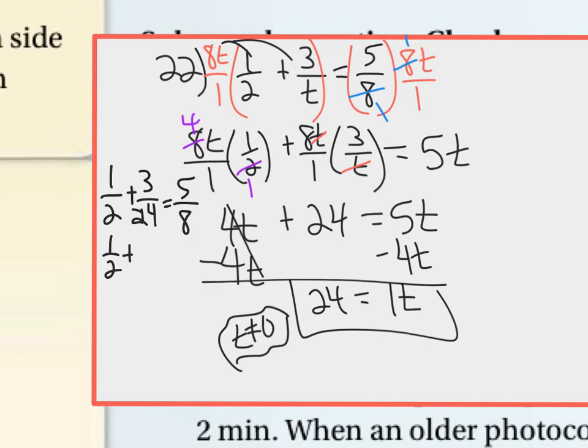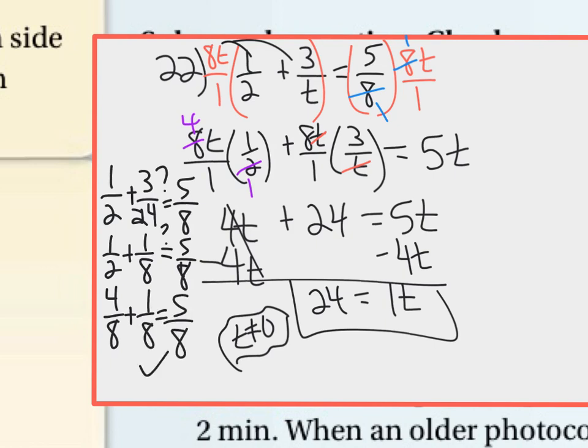So 3/24 reduces to 1/8. So is 1/2 plus 1/8 equal to 5/8? Well, 1/2 is the same as 4/8, and 4/8 plus 1/8 is 5/8, so that does work.